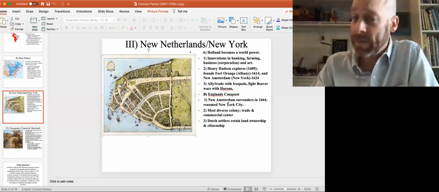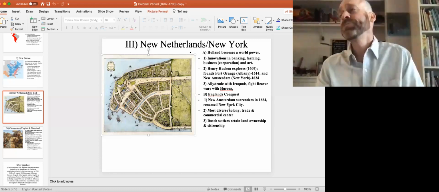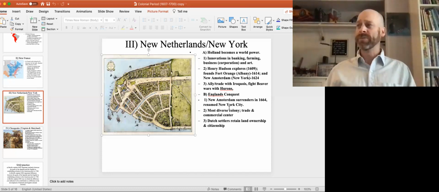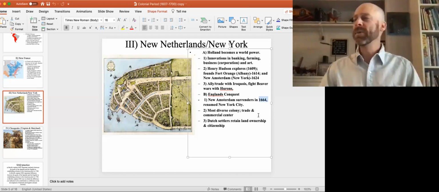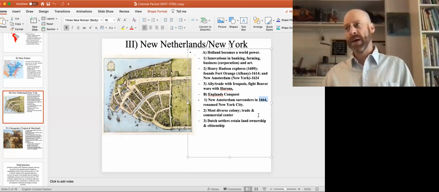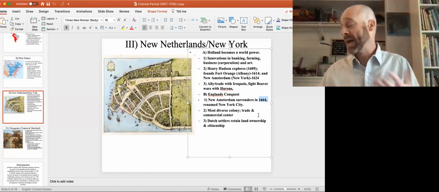And the Dutch are very, very proud of this. Now, they only had it for about 40 or 50 years. They will surrender it to the English in 1664 in the Anglo-Dutch War. This is merely because they didn't have the population to maintain control forever.